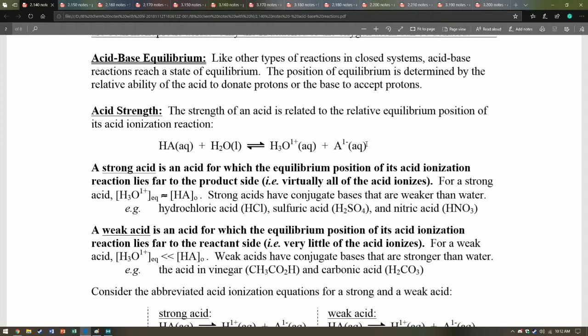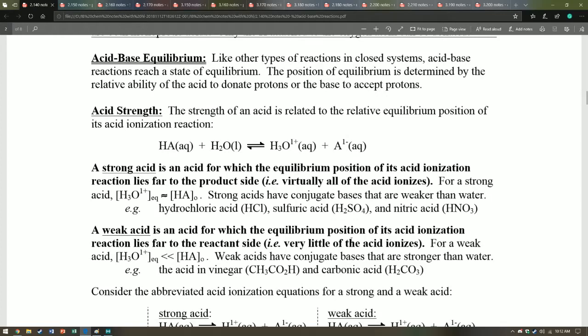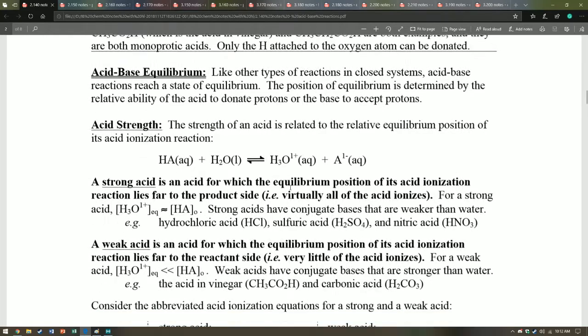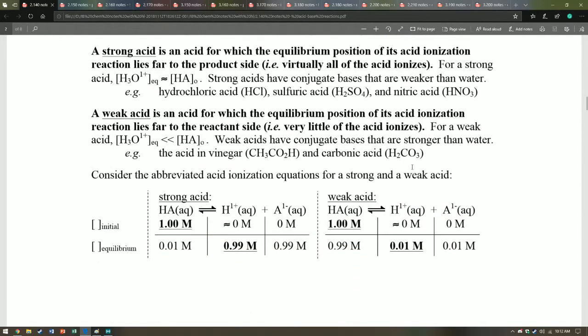For the higher levels, you will be responsible for calculations involving weak acids. However, both are responsible for calculations involving strong acids. I think we'll go into that next video, but just note that. So those are some ways that we can categorize acids generally.